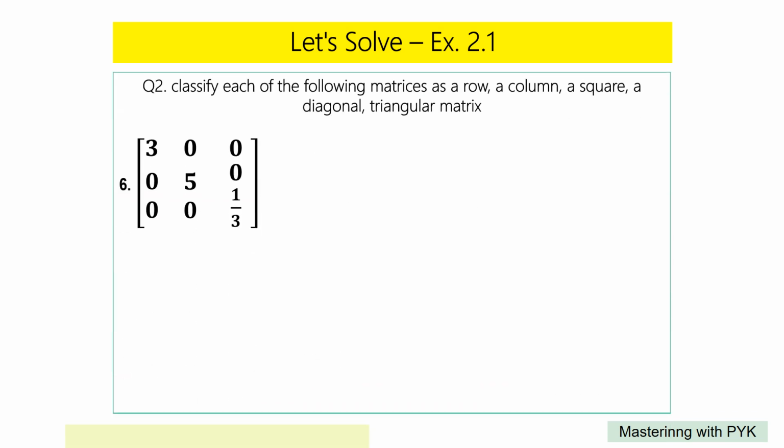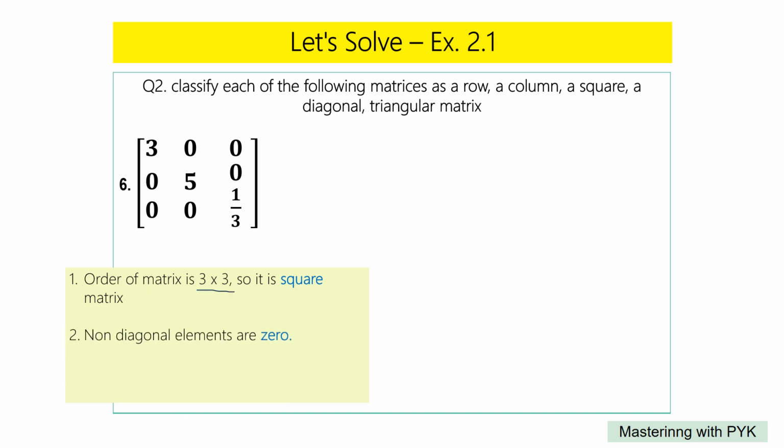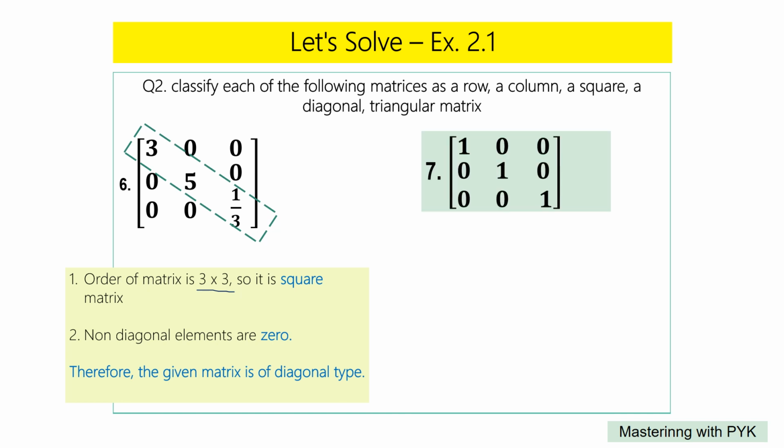Question number 6. The order of the matrix has to be identified first. So it is a square matrix, 3 by 3. Non-diagonal elements are 0. Diagonal elements are not equal and not 1. So it is only a matrix which is a diagonal type.